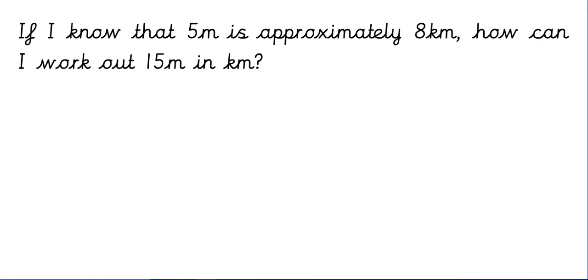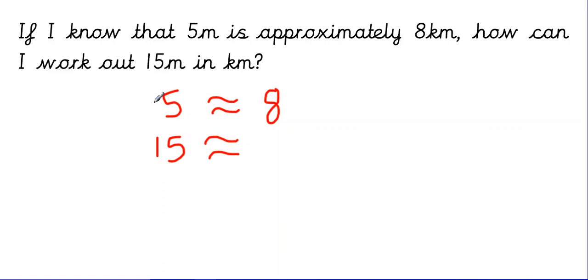If I know that 5 miles is approximately 8 kilometres, how can I work out 15 miles in kilometres? If I've got 5 miles, approximately, so when we do approximately, our equals sign is a bit wonky, because it means that it's not exactly 8 kilometres, but it's as good as. So 5 miles is approximately 8 kilometres. So I've got 15 miles, and I want to know how much it is approximately in kilometres.